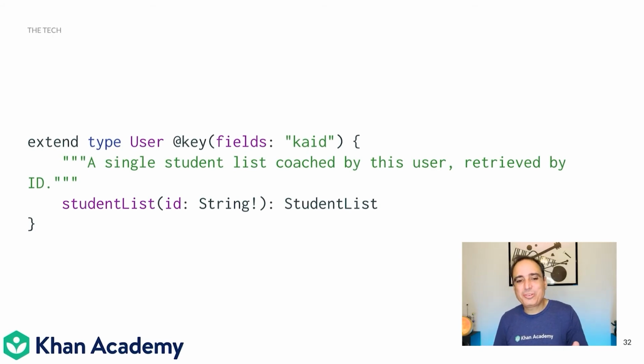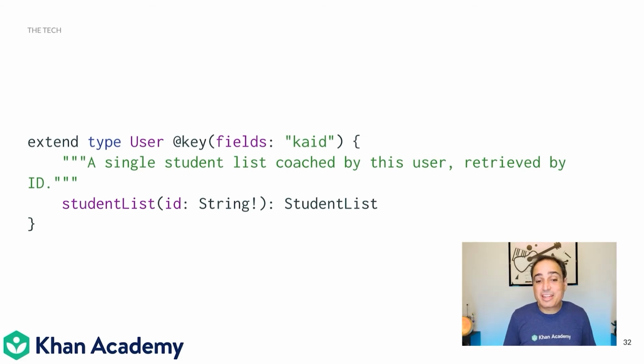This is from a GraphQL file in the coaches service. And you can see that it is saying extend type user. So the user type is defined over in the user service. The coaches service is saying, hey, let's extend that type, and that extension is based on the key of KAID. That's how it glues users together between services: it uses that KAID field to say, okay, give me this user's data.